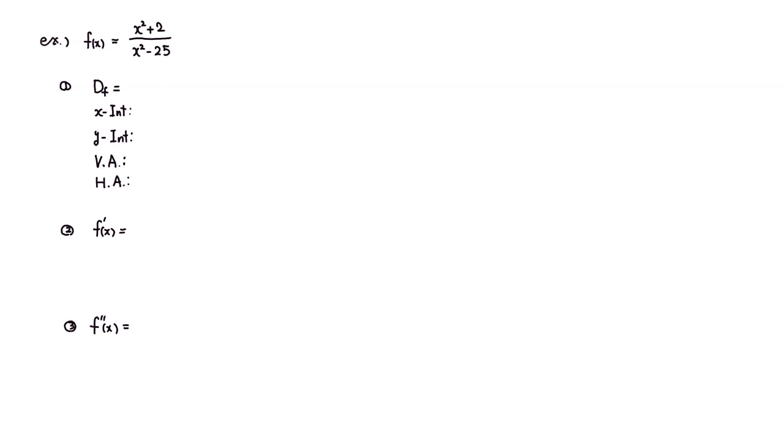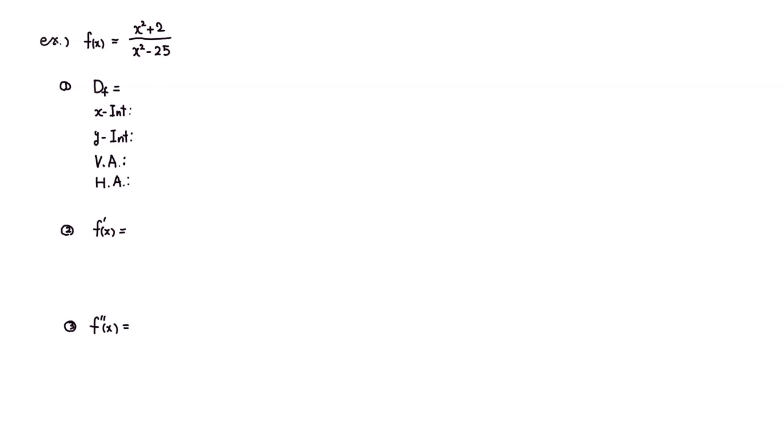Alright, let's look at this example. We want to sketch the graph of this function f of x is equal to (x squared plus 2) over (x squared minus 25). Alright, so let's get some information from the original function f.